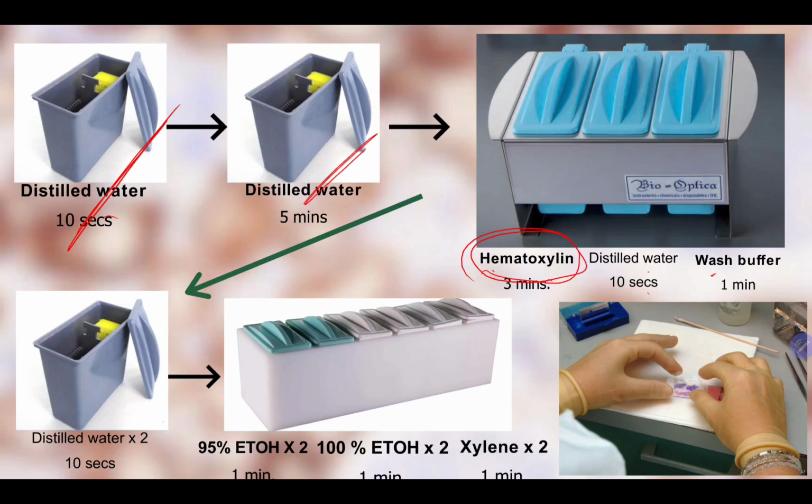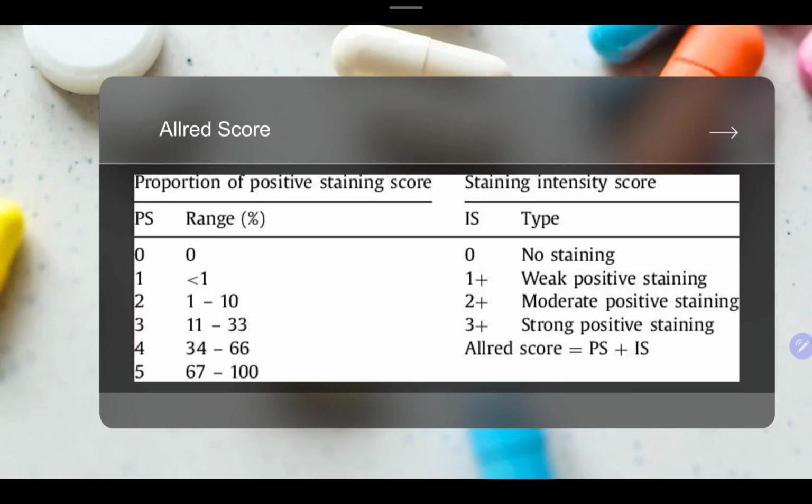After the distilled water, you will perform dehydration: 95 times 2, 100 times 2, and then xylene times 2. The purpose of xylene here is for mounting, to raise the refractive index of our specimen. You add xylene, then you perform mounting. There, the ma'am is mounting. After mounting, you now have a slide.